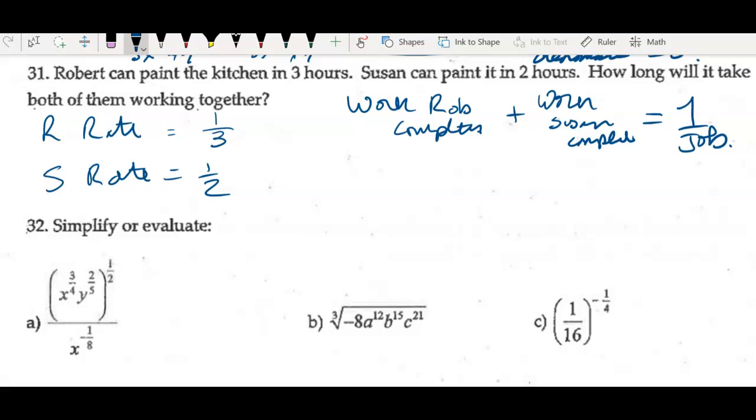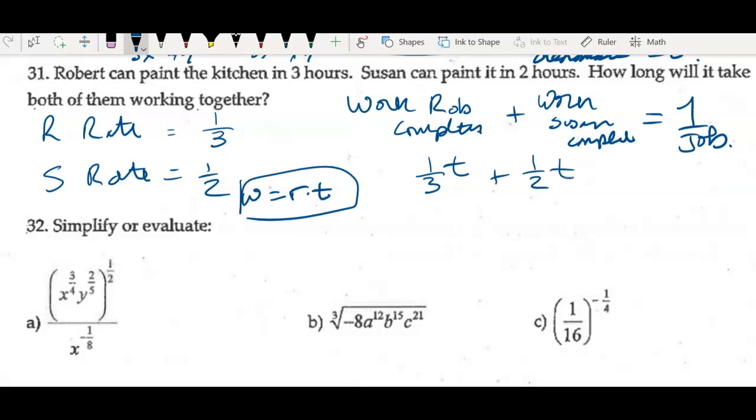Well, the amount of work that Robert completes is simple because work equals rate times time. We don't know how much time they're spending together, but we know Robert works at a rate of a third an hour times the amount of time he's going to spend on it. Now remember, Susan and Robert are working together, so they're going to spend the same amount of time. They're just going to complete different amounts of the kitchen. So Susan is a half times time. The first one is the amount of work Robert completes. Then we've got the amount of work Susan completes to get one whole job.